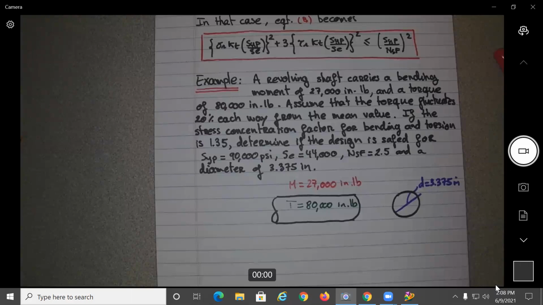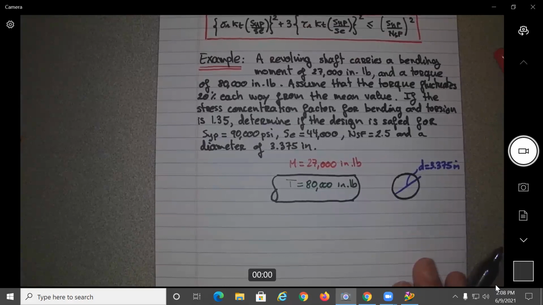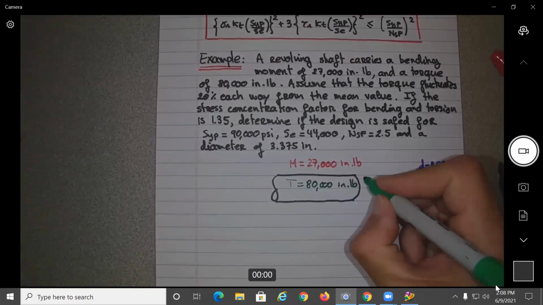Okay, so you have to give me values because I don't think I have all the calculations. So, and let's say, and this one fluctuates 20%.